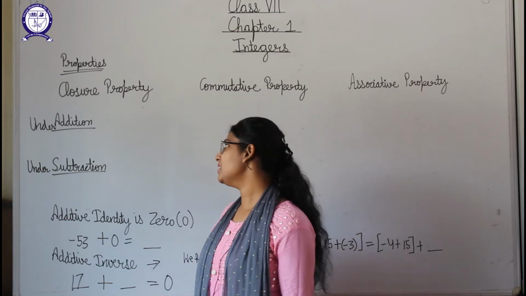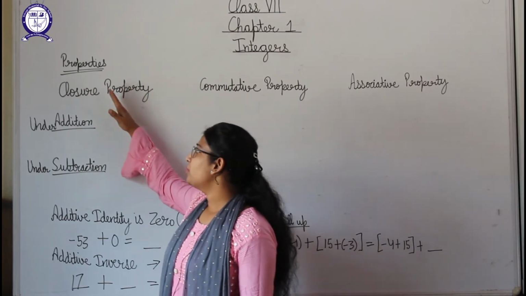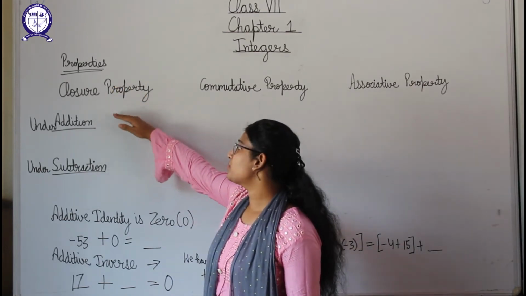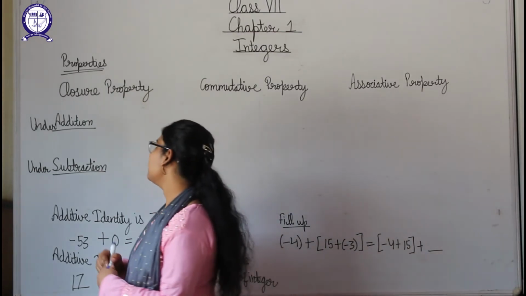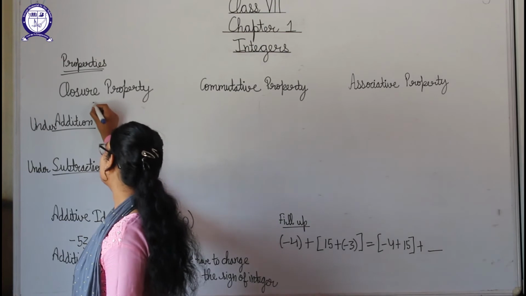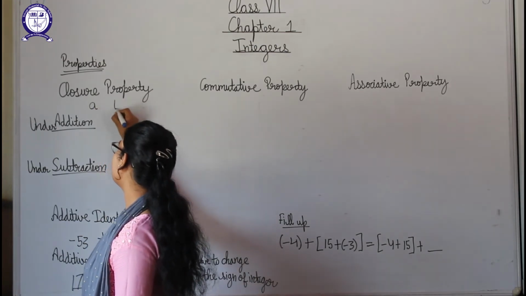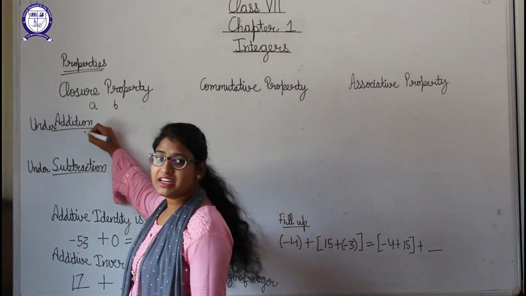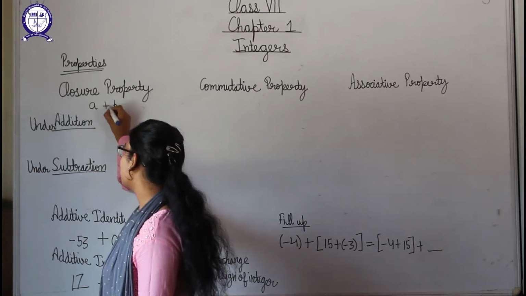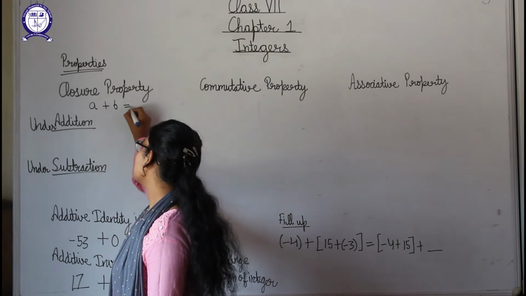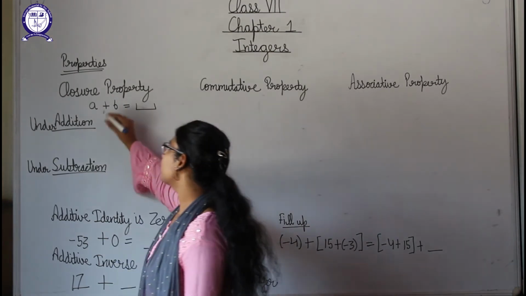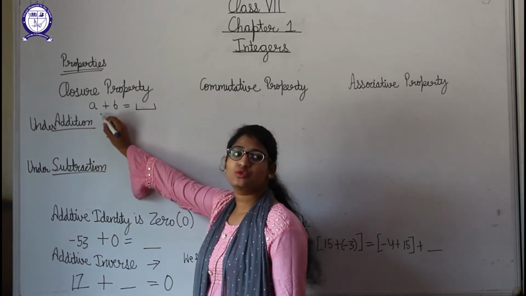Now students, we will study some of the properties. Okay, so the first property is the closure property. In this property, what do we do? Suppose there are two integers a and b, and under addition, meaning if we are adding them, or under subtraction if we are subtracting them, then what do we get as the answer, and from which range are the two numbers taken?